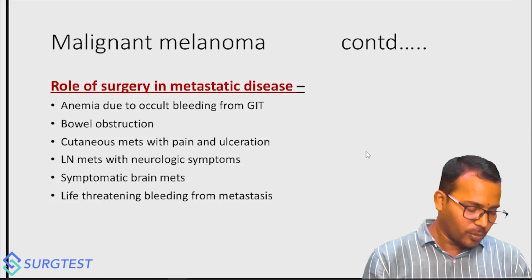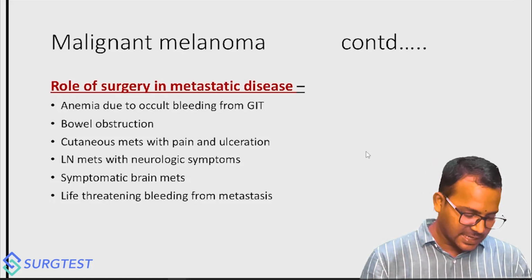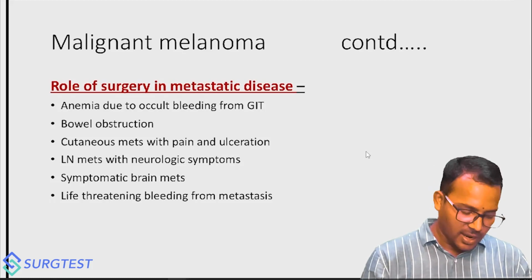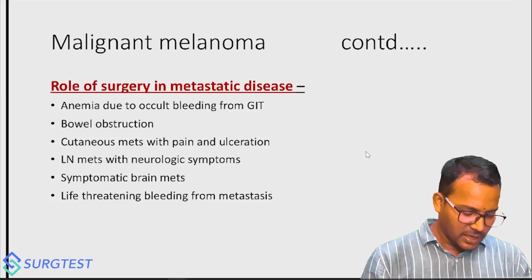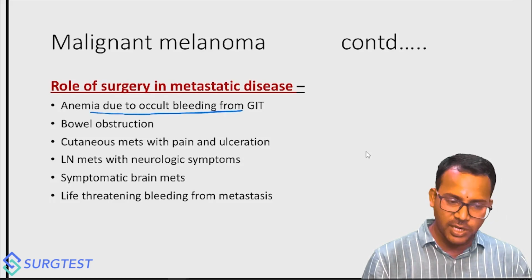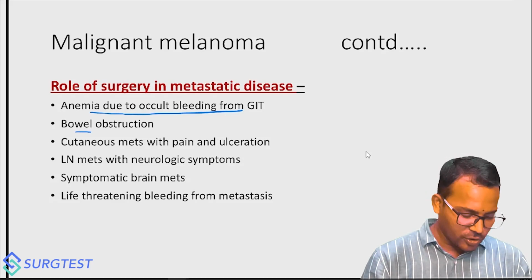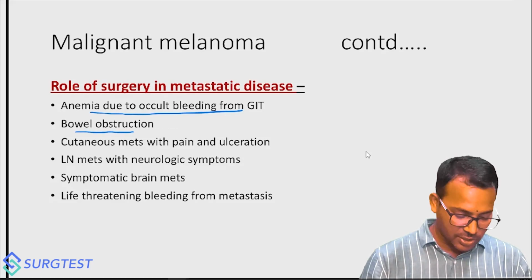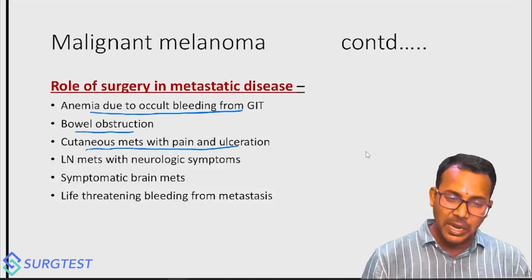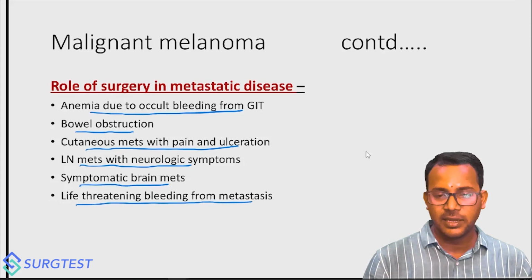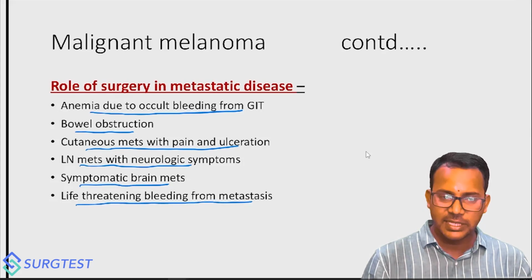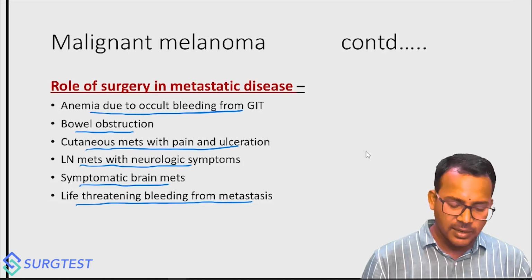In case of malignant melanoma, the role of surgery in such metastatic disease is very much limited, and this limitation is to these subgroups of patients. You see, if you have anemia due to occult bleeding from GIT metastasis, okay, or you have a metastasis causing bowel obstruction, or you have cutaneous metastasis with pain and ulceration, or a lymph node with neurological symptoms, or you have symptomatic brain metastasis, or life-threatening bleeding from metastasis, these are the subgroups of patients wherein you have a justified role of surgery in metastasis.